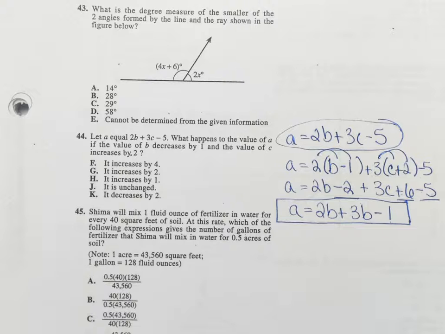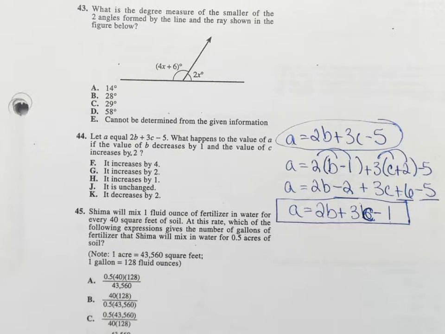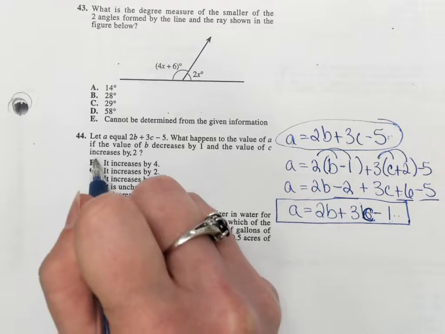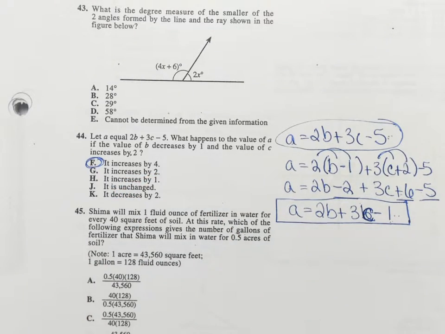So what happened? Oh, 3C. Yeah, sorry. What happened? It increased by 4. Look, all you had to know was that negative 5 and negative 1, what's the difference between those two? Come on, guys, what's the difference between 5 and 1? 4. I have one person answering questions today.